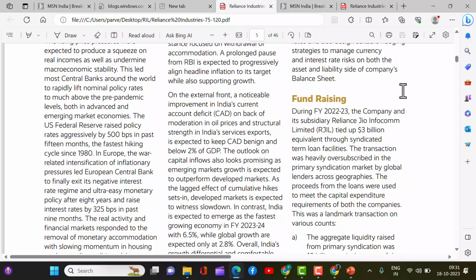So fundraising. This is how the fundraising works. They have raised some funds. The financial evaluation committee, the company and the subsidiary Reliance Infocom Limited tied up three significant term loan facilities. They have raised 3,000 crores. At today's rate of 83 to the dollar, that is about 8,300 crores. Now how much have they raised? Close to 25,000 crores of rupees in the last year.